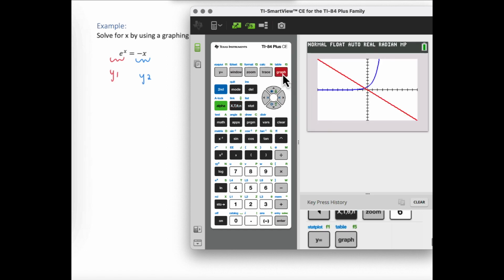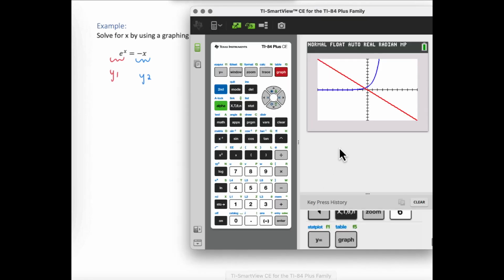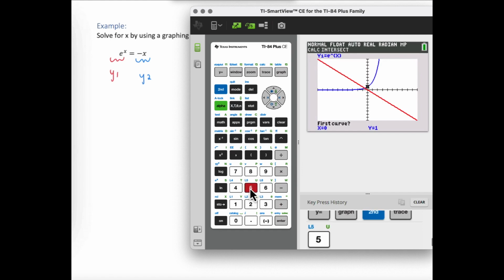So we go over to the graph and we see that our two equations are intersecting right here. In order to find the x value that causes the two sides to be the same, essentially we're looking for the one x value causing the same y values, which means that that's the intersection point. The function on our calculator that does this is under the calculate menu, and to access that we hit the second button and then calculate, and then select the intersect function. So second calculate intersect, and I'm just going to hit number 5 to get to the intersection.